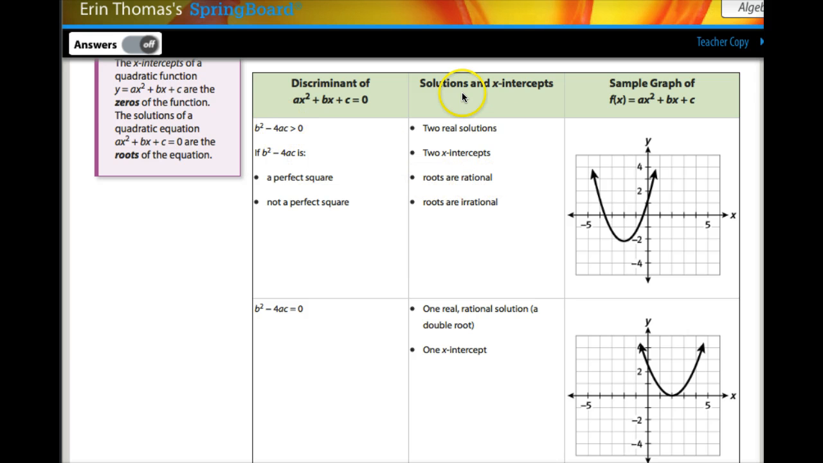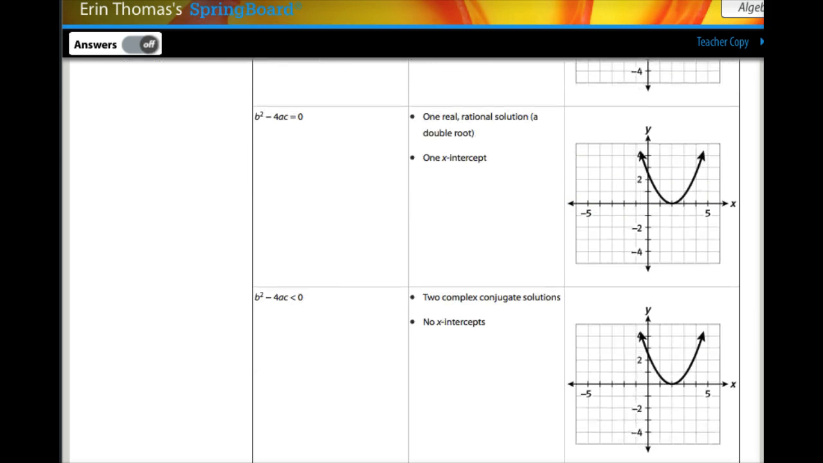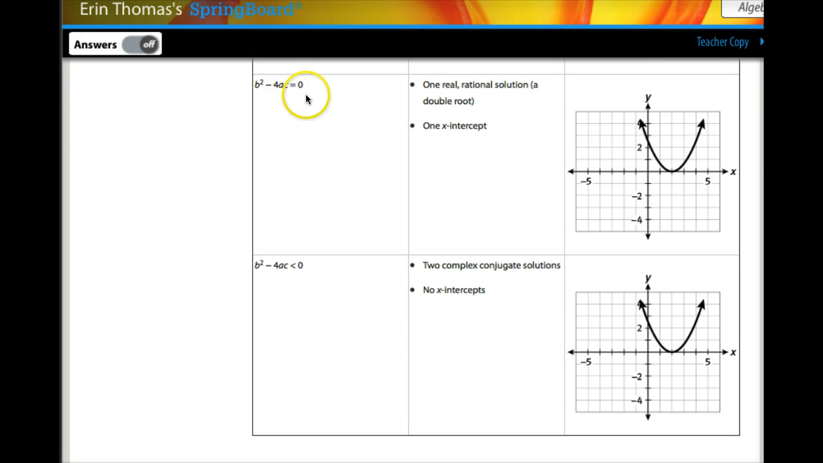So if the discriminant is positive, that always means that there are two real solutions and two x-intercepts. If the discriminant is equal to 0, that means one real rational solution, which means on the graph there would be just one x-intercept. And then finally, if the discriminant is negative, that means you're going to have two complex conjugate solutions, which means that there are no x-intercepts.